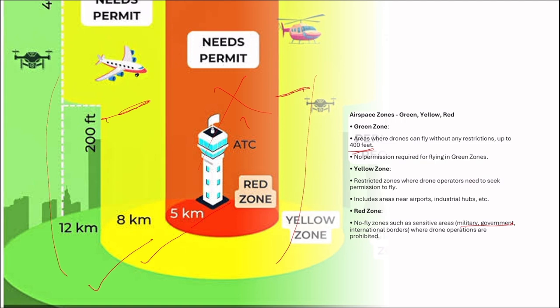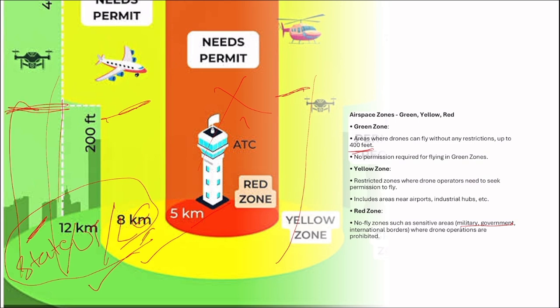But here also, suppose this is a green zone, the state government, union territory, or law enforcement agencies can actually declare a temporary red zone. They can say this area is a temporary red zone and nobody can fly. That is okay, but they can only do it for 48 hours. After 48 hours, if they want to continue it, they will again have to declare it a red zone.